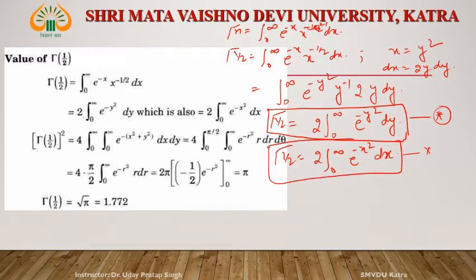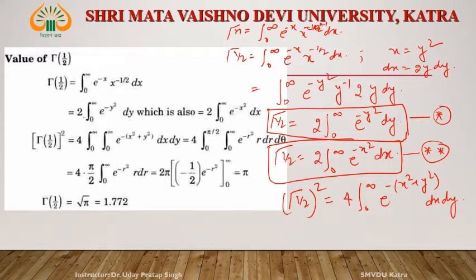Since we know that the value of the definite integral doesn't change if we replace the variable by some other variable. So this is the gamma 1 by 2, 2 into integral 0 to infinity e to the power minus x square dx. Now multiply star and double star, then this becomes gamma of 1 by 2 whole square is equal to 4 integral 0 to infinity e to the power minus x square plus y square dx dy.